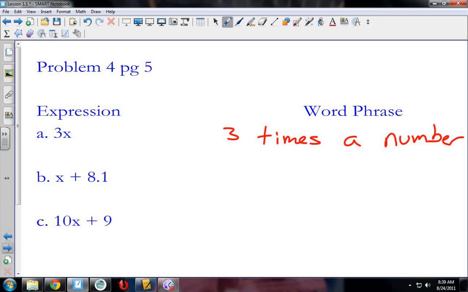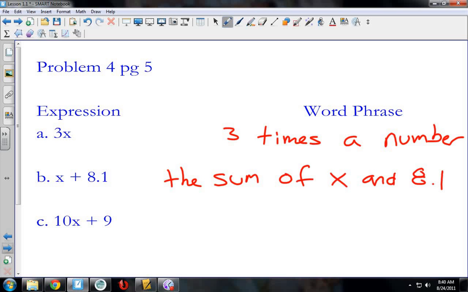B, what operation is happening here? Plus. What's a word that means plus? Sum, right? So how would I word that? I wouldn't say x sum 8.1. The sum of, right? The sum of x and 8.1.